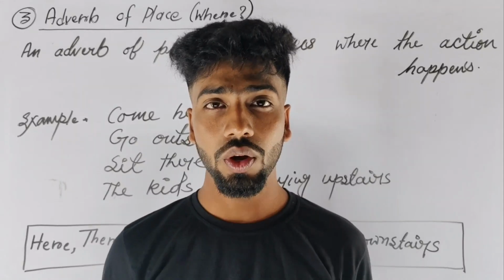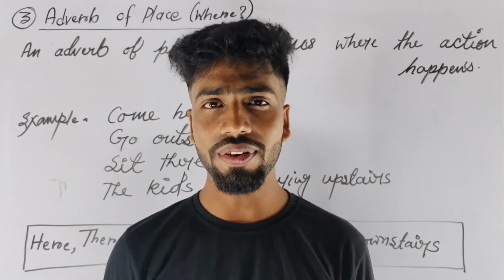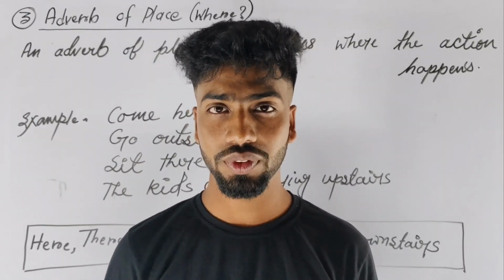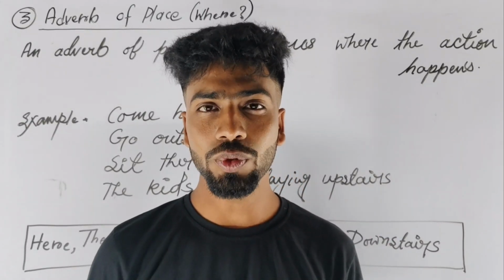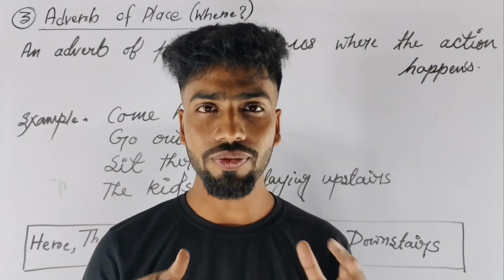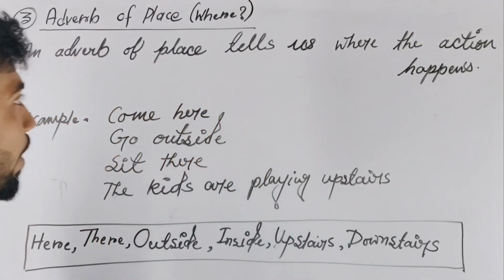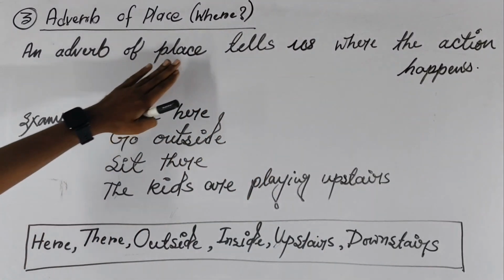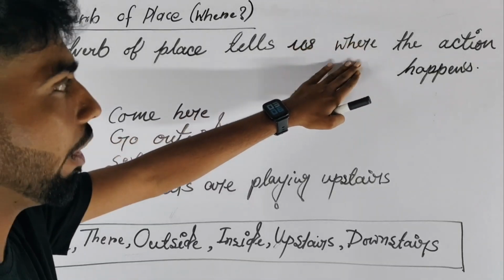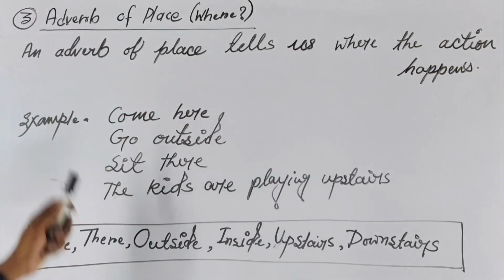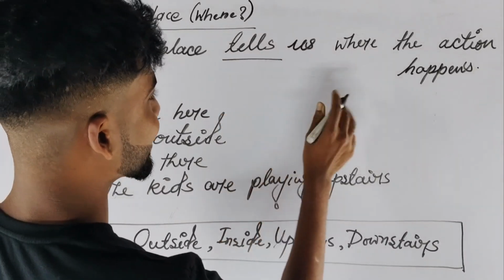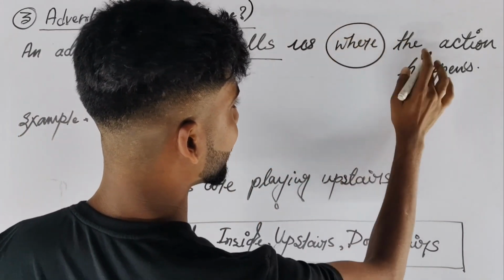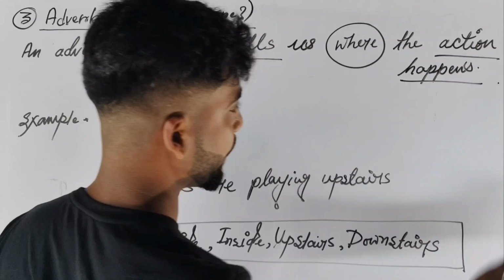Okay, now we already know how and when, but every action happens somewhere. So the next question is where. So let's move to the next type of adverb. Adverb of place. An adverb of place tells us where the action happens.